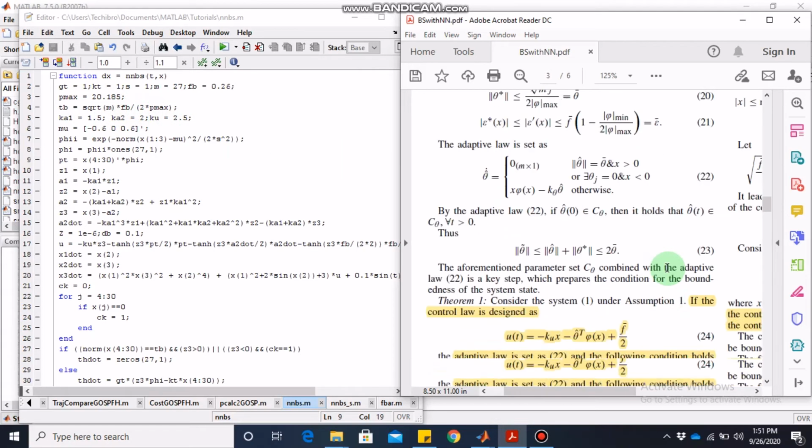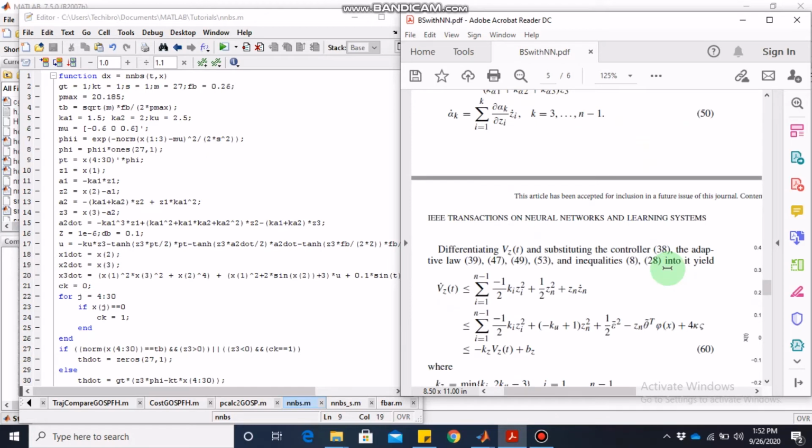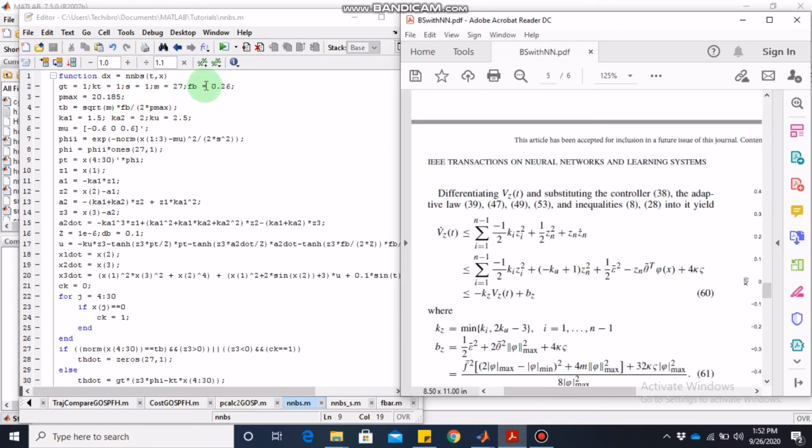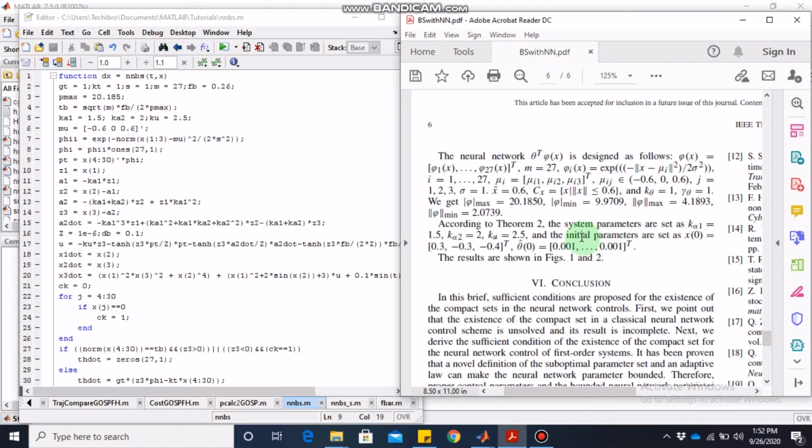Some things are not given straightforwardly; you have to either search in the paper or calculate by using different code. So f bar I calculated using different code, and for theta bar I had to search the paper for the equation. But all of these other constants, ka1, ka2, ku, are given in the paper. You can see here ka1 is equal to 1.5, ka2 is equal to 2, ku is equal to 2.5, and then mu is equal to 0 minus 0.6, 0 and 0.6. This is given here.